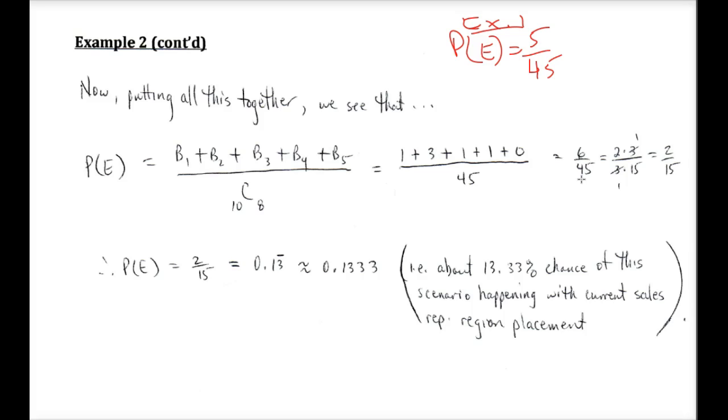I just reduced that, and we see that instead of being a little over 11%, now we're about 13.33% chance of this happening. Mainly that's because we know that we have to pick someone out of region 5, and we have multiple ways of doing that versus just one way. So it increases our probability.